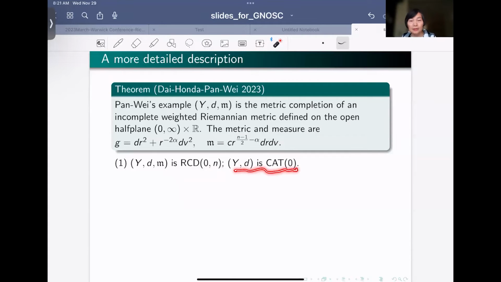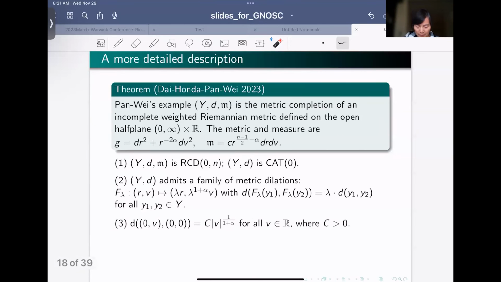And it's CAT(0). That's just a metric, and we can see it's very, very negative. From this, you can also quickly see that it has dilation. If you define the map by this different power, then the distance just dilates by lambda. So this is special structure for the cone. This space has dilation. Once you have this dilation, you can see the distance between 0 and 0R.